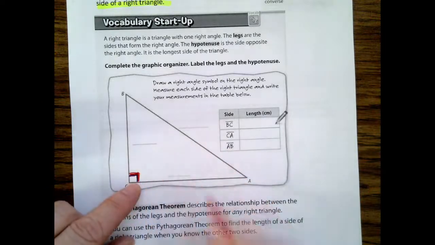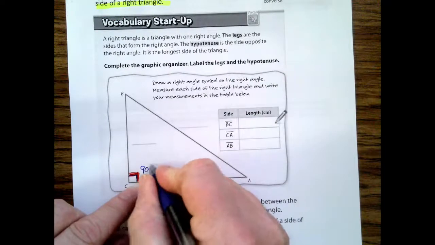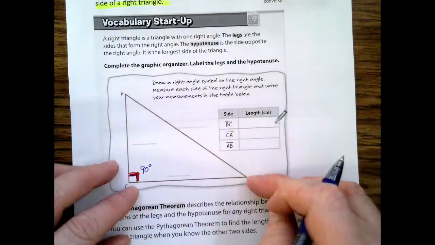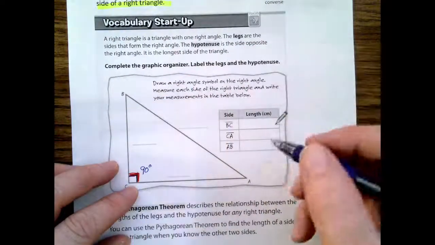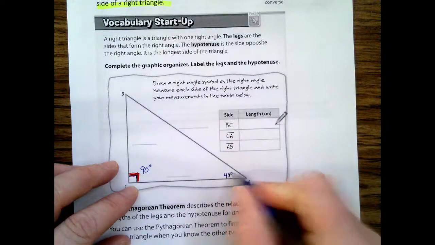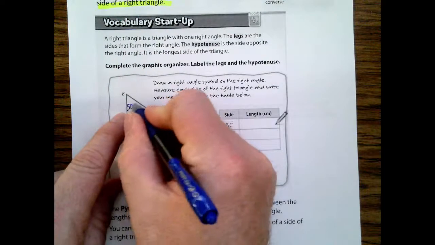And then you can see that there's angles here. This one is 90 degrees. Let's say that this angle was 40 degrees. Then this angle up here has to be 50 degrees.